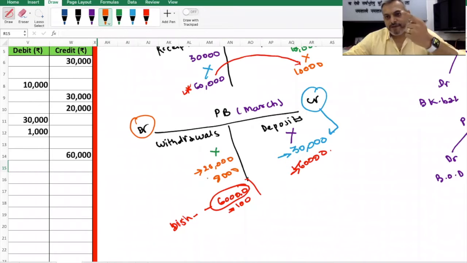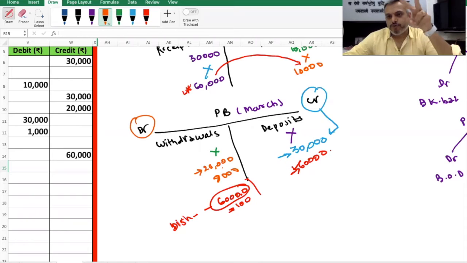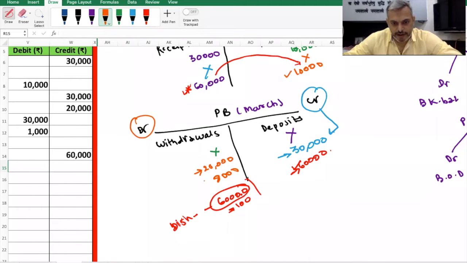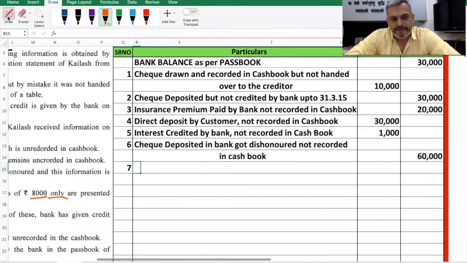So कितने present नहीं हुए? 2,000. So which side we will record 2,000 now to balance it? Debit side. So 10,000 recorded over here, 8,000 recorded over here, but what is not recorded? 2,000 is not recorded in passbook debit side. So in BRS, we record it on debit side.